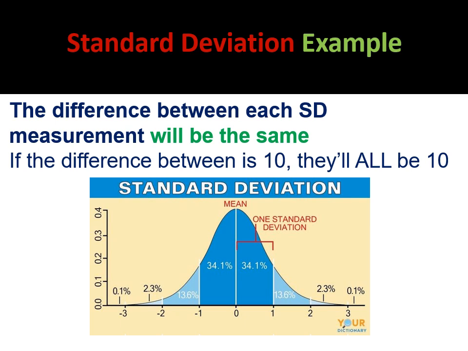Okay, so let's say that we have a standard deviation of 10, right? So the first unit of standard deviation on the plus side, so +1 SD, will be 10 points if that's what we're saying is the standard deviation. And then another 10 is 13.6, another 10 is 2.3, and vice versa on the other side.